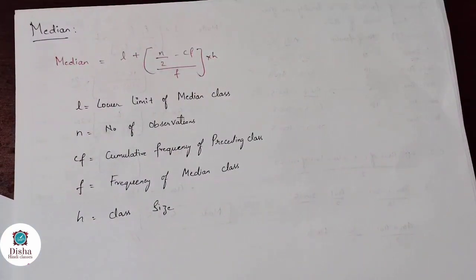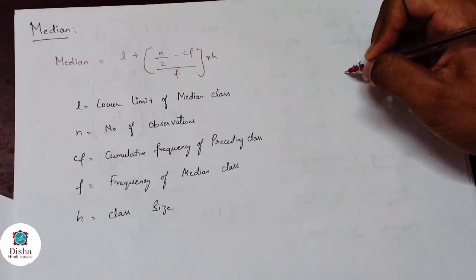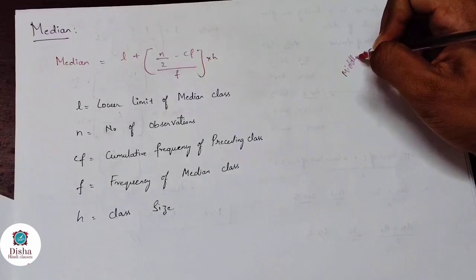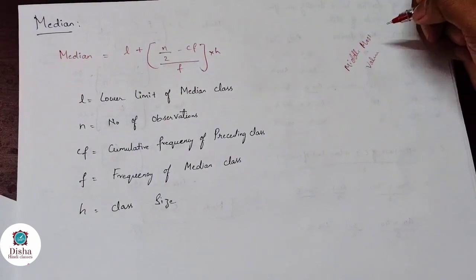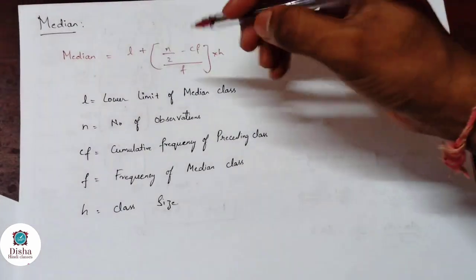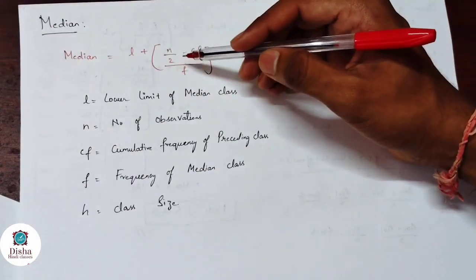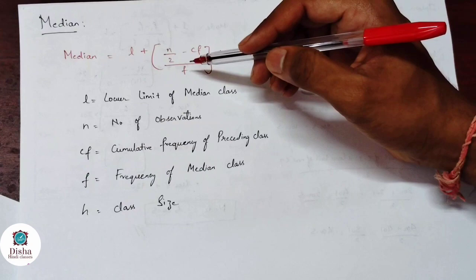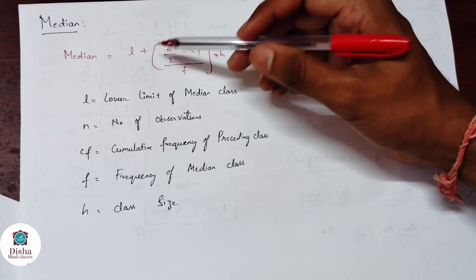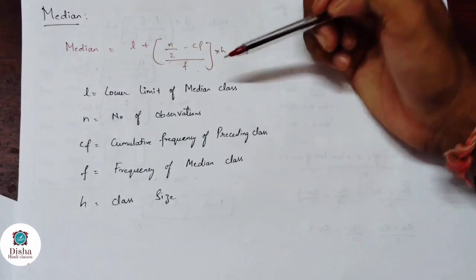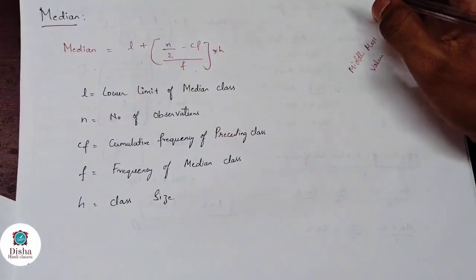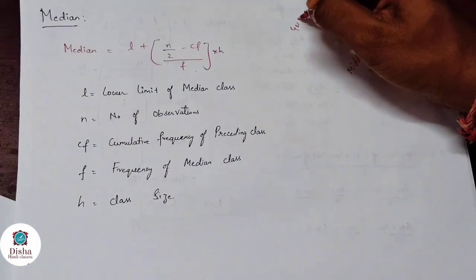Now we'll be looking at median. So what is median? Median is the middlemost value. In median we have the formula for the grouped frequencies or grouped data, that is L plus (n/2 minus CF) by f into h. To define the formula, we'll get 4 marks in the examination.